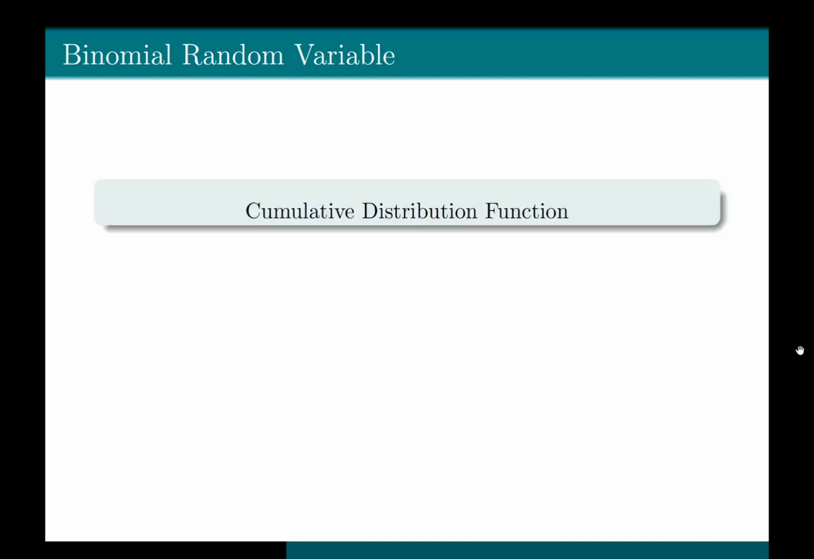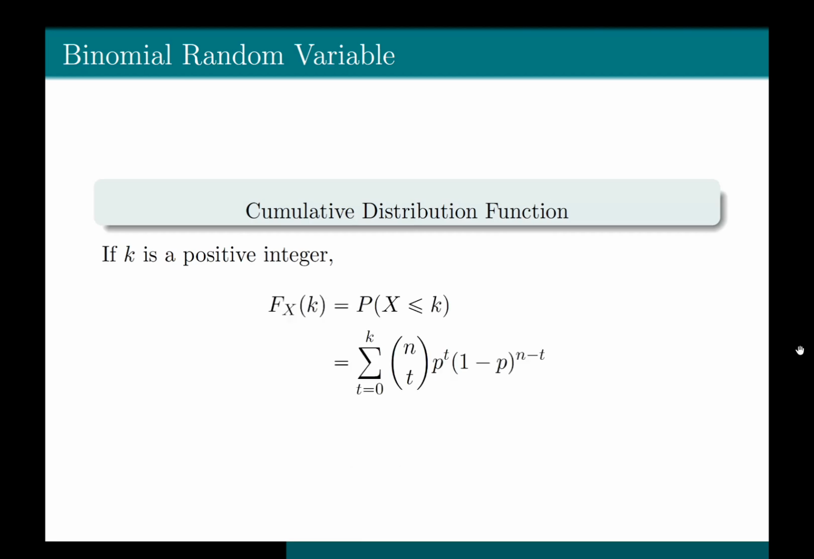Perfect. It's time to find the cumulative distribution function. Let's say that k is a positive integer. Again, here we are considering that k is a positive integer. If k is a positive integer, then the CDF at k would be equal to the probability of x less than or equal to k.